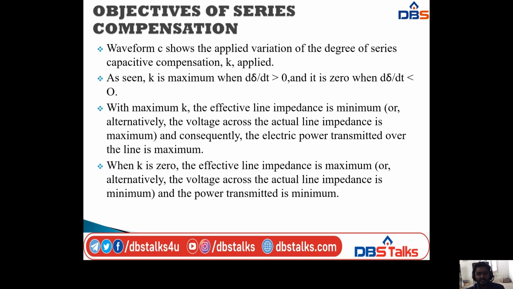With maximum K, the effective line impedance is minimum, and consequently the electric power transmitted over the line is maximum. When K is 0, that is d delta by dt is less than 0, the effective line impedance is maximum, and the power transmitted is minimum.